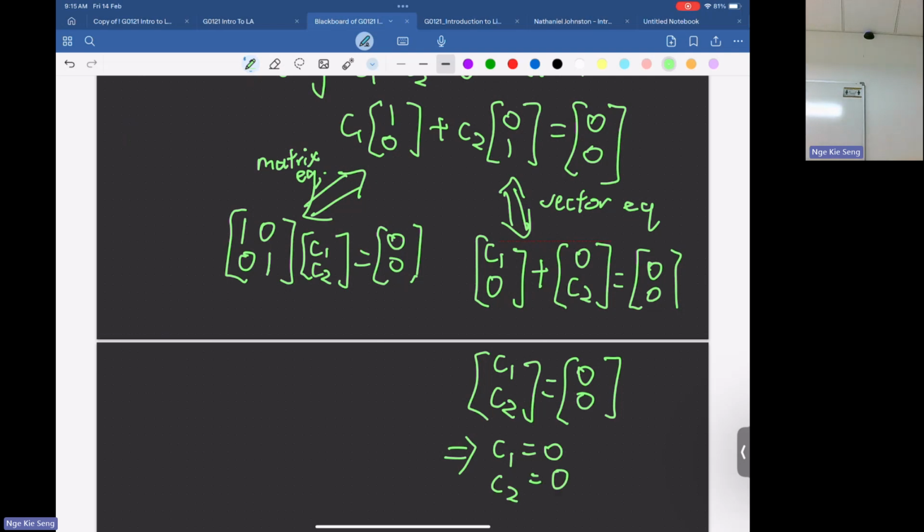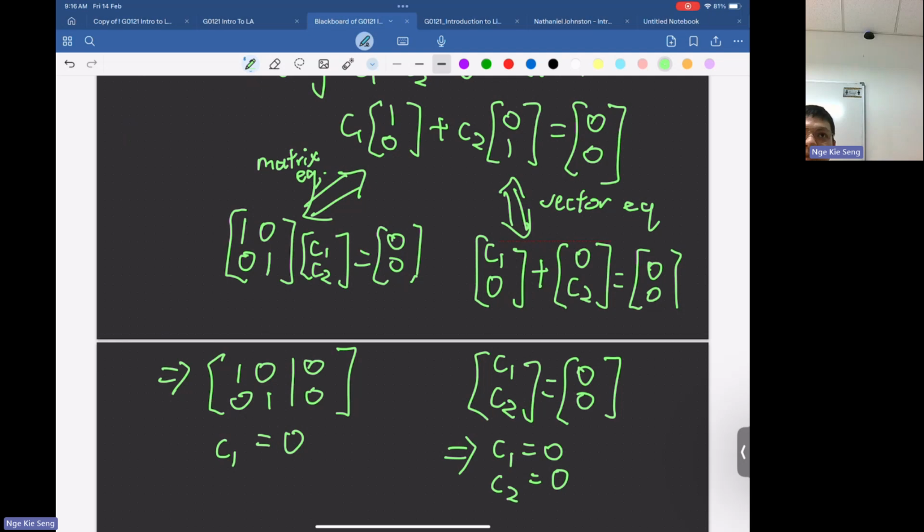But how about the matrix? For the matrix equation, what do you need to do? You do the augmented matrix. But can you see what form this is? This is an echelon form. Not only that, this is a reduced row echelon form, meaning you can read out the solution. So what's the solution here? 1 times C1 plus 0 times C2 equals 0, and 0 times C1 plus 1 times C2 equals 0. So you have read out the solution already.